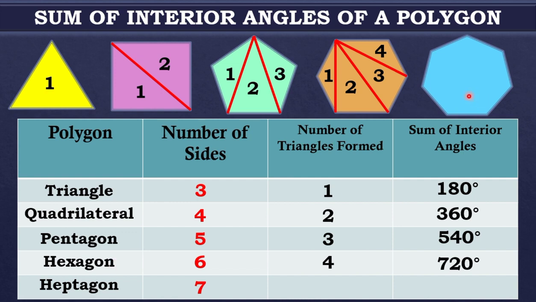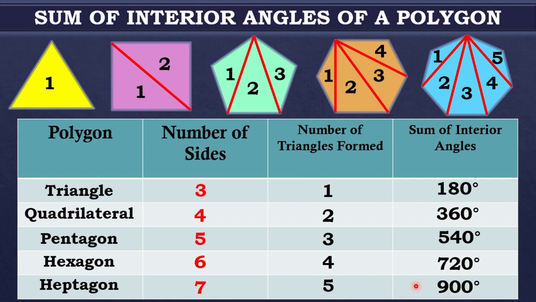And for heptagon, let us create diagonals from one vertex. So, let us count the number of triangles. 1, 2, 3, 4, 5. So, if we have 5 triangles na nabuo dito sa heptagon, we have 5. So, what is the sum of the interior angles? We have 5 times 180, that is 900 degrees.